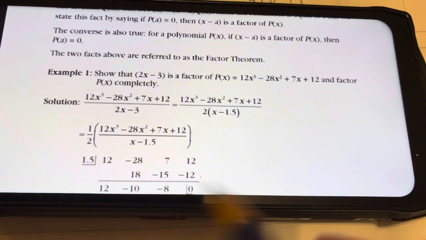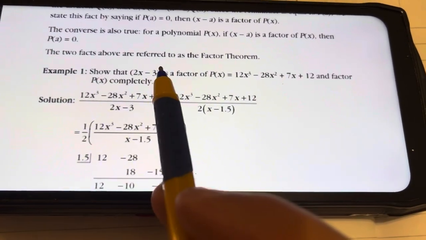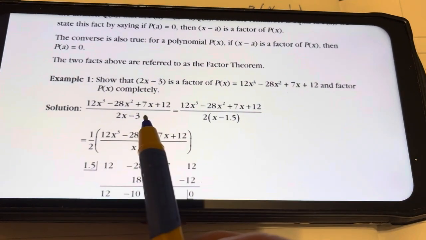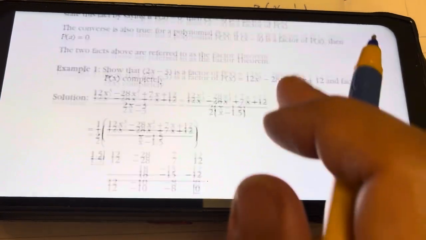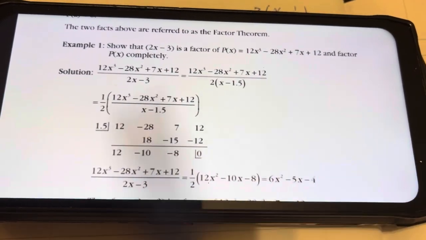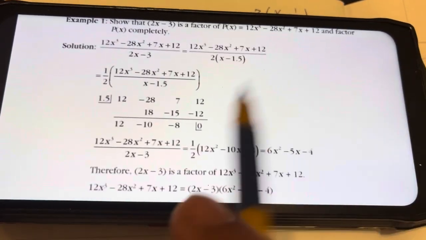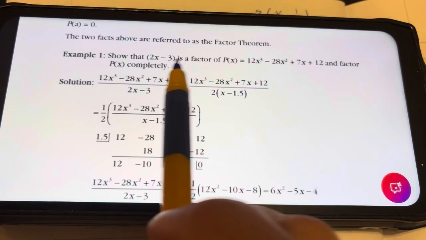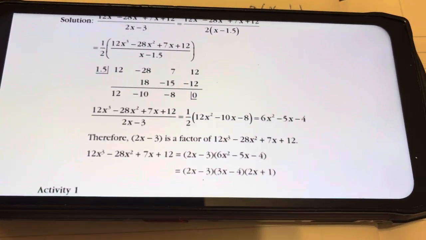So here, for example, he's telling you to show that 2x minus 3 is a factor of this equation. So you put x is equal to 3 over 2 in this. 3 over 2 means 1.5. So when x is equal to 1.5, you will get that this is equal to 0. Or by using synthetic division, you will get that the remainder is 0. So you know that 2x minus 3 is a factor of this polynomial equation.